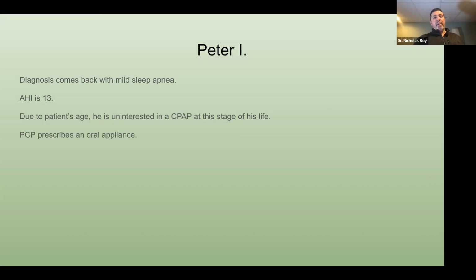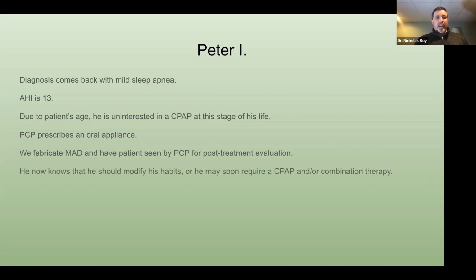I say astute because this primary care physician was educated by our practice. There's all kinds of different ways of doing that: lunch and learns, letters, meeting with them in person, what have you. Once you start building a network of medical providers, you will get referrals from them. There's no better feather in your cap than getting a referral from a physician. So then we make his appliance.